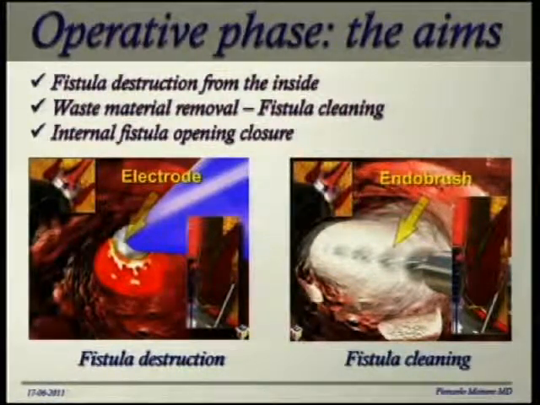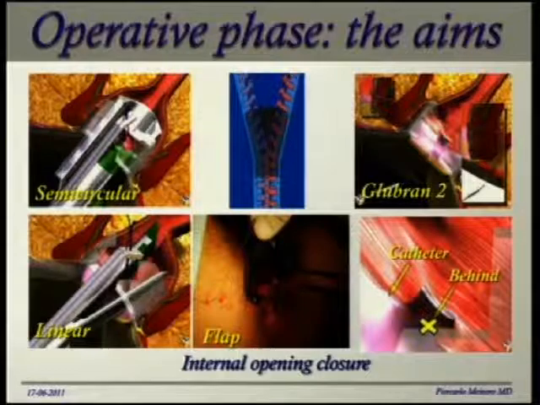We remove the necrotic material by an endobrush, again visually. The continuous jet of the washing solution also assures a full elimination of the waste material into the rectum through the internal fistula opening, first isolated by stitches but not closed yet.